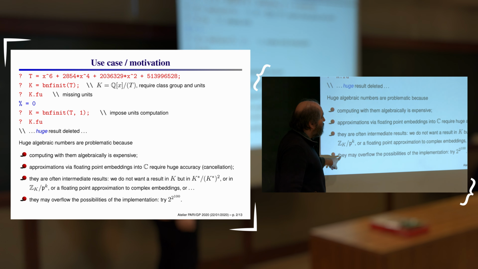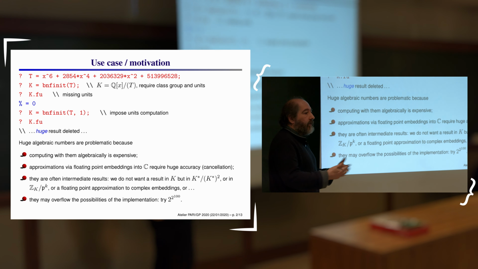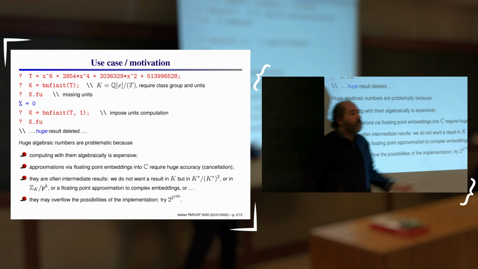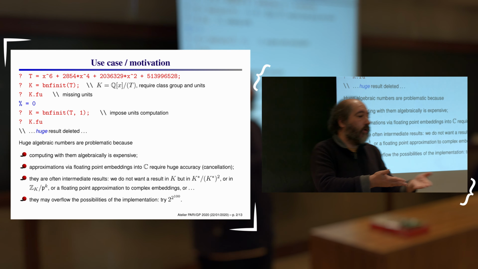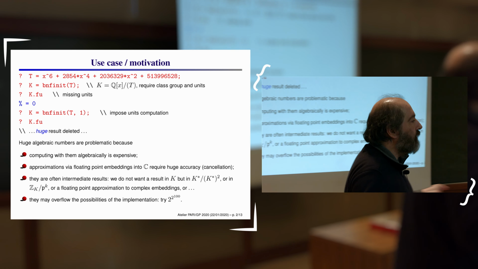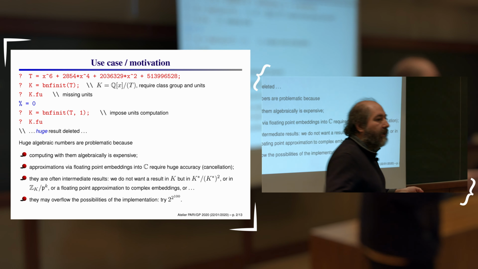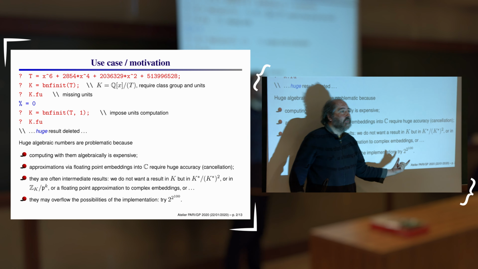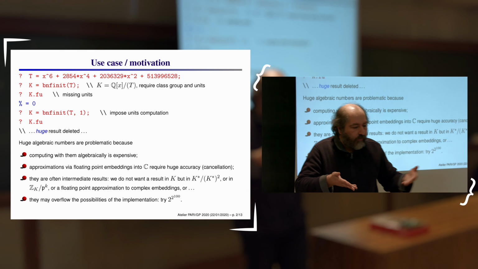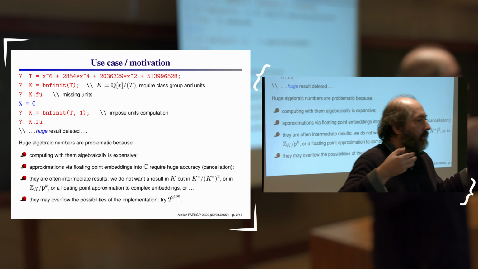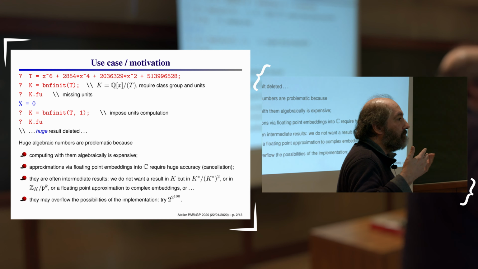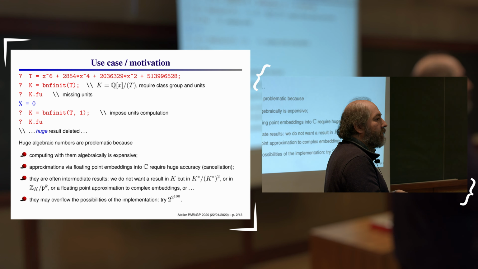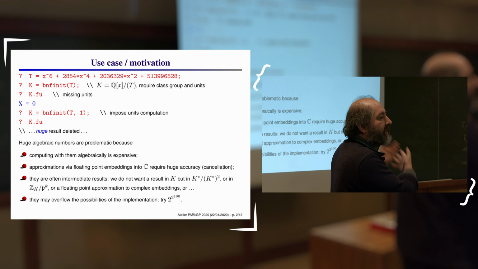And finally, computing a very simple algebraic object may just overflow the possibility of the implementation. If you try this in GP, you will get something like overflow in lg or in exponent or in whatever. It basically says, okay, this very simple formula with very few characters cannot be actually represented as an expanded integer written in binary. Okay. Good. So that's the motivation. So we don't want huge objects in algebraic number theory, even though they exist.